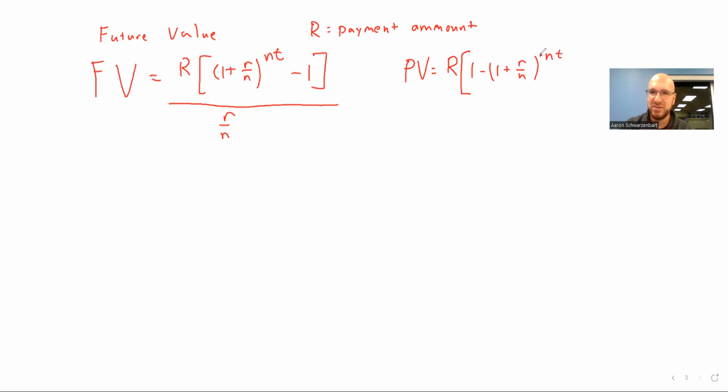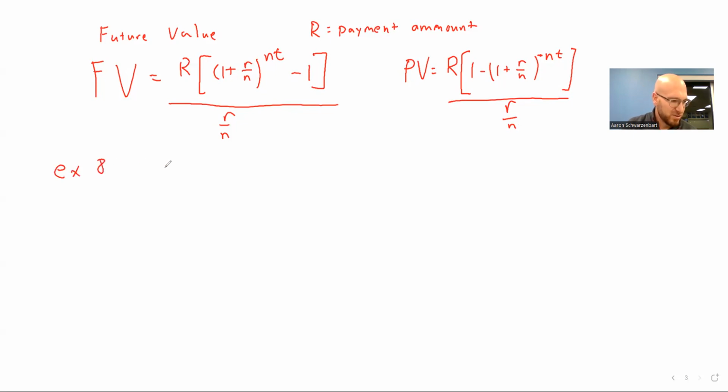This on the present value is a negative exponent on t. So a couple of things have switched around. The equations are pretty similar. But okay, we're going to look at example 8 here.